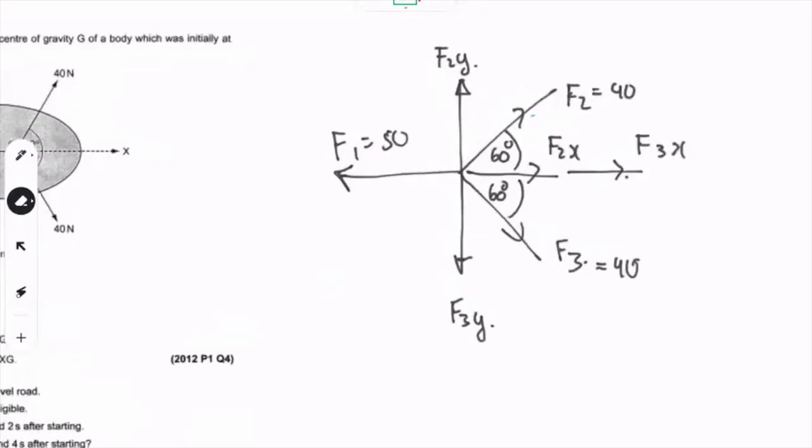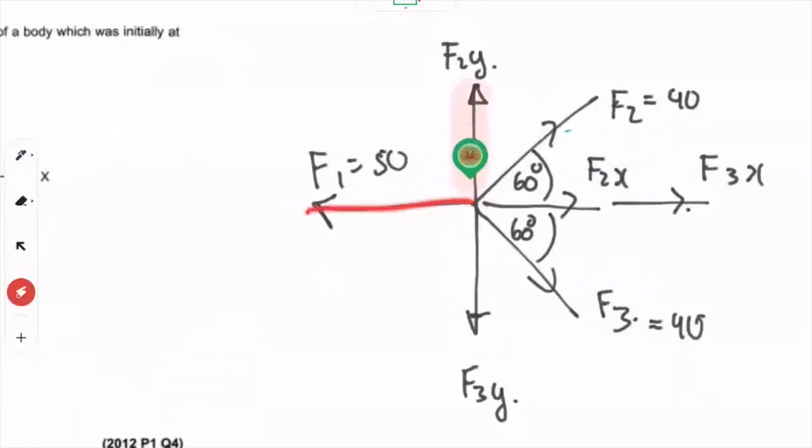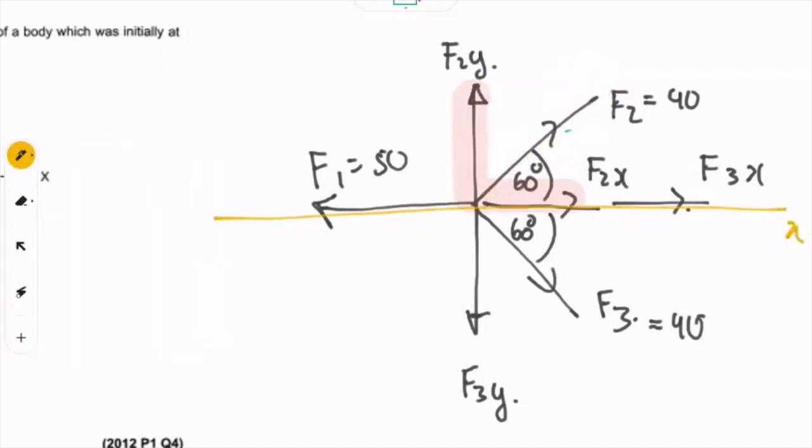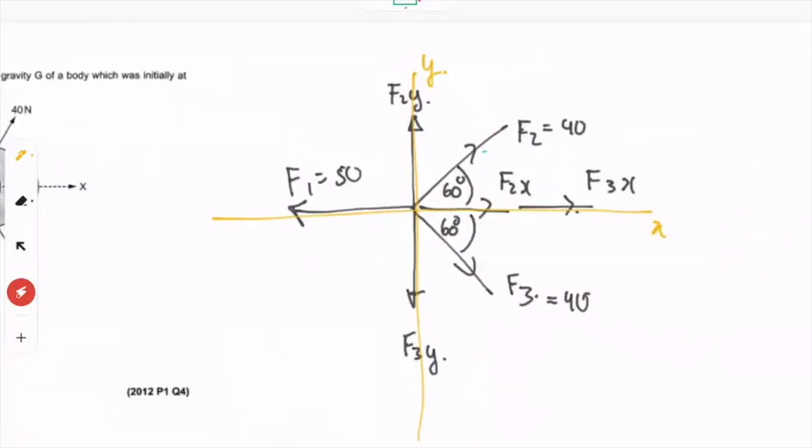Every time you have F1, do you need to split? No need, because it's already in the X direction. I draw the X-axis here, and this is the y-axis. Any force that is not on an axis, you split into x and y. How do you find the value? Use Pythagoras theorem. This is 40 degrees. Give me F2x, F3x. Use calculator.